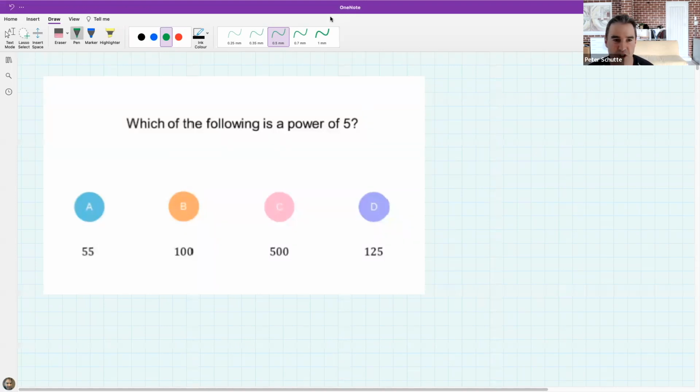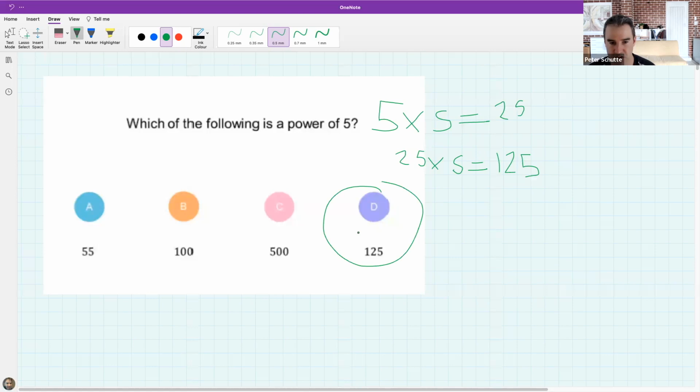Okay. Which of the following is a power of 5? So if we look at this, 5 times 5 is just 25, right? And if you take 25 and you times that by 5, what do you get? You get 125. And so the correct answer is D. Okay, so didn't see too many problems there, but it's just important. Another way of writing 125 is also just 5 to the power of 3.